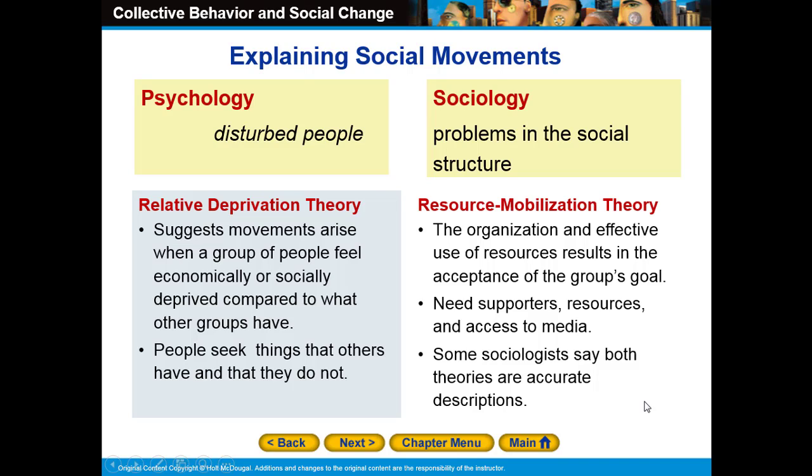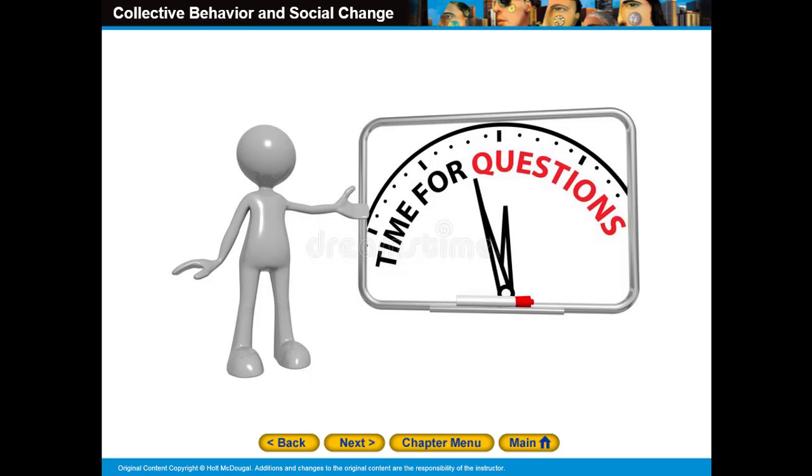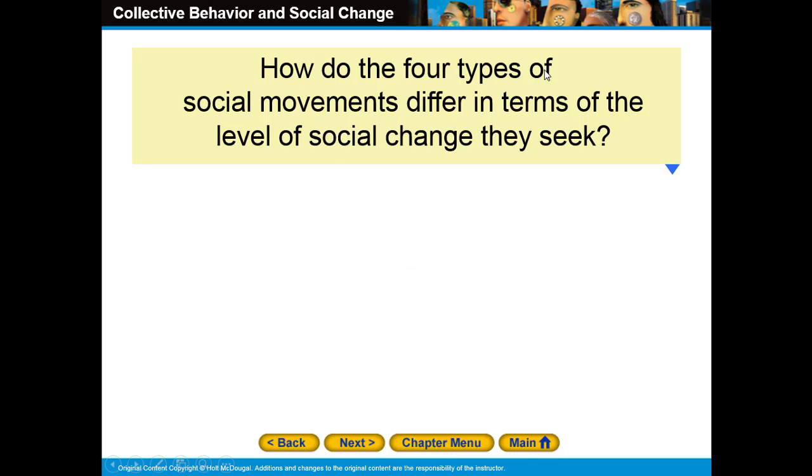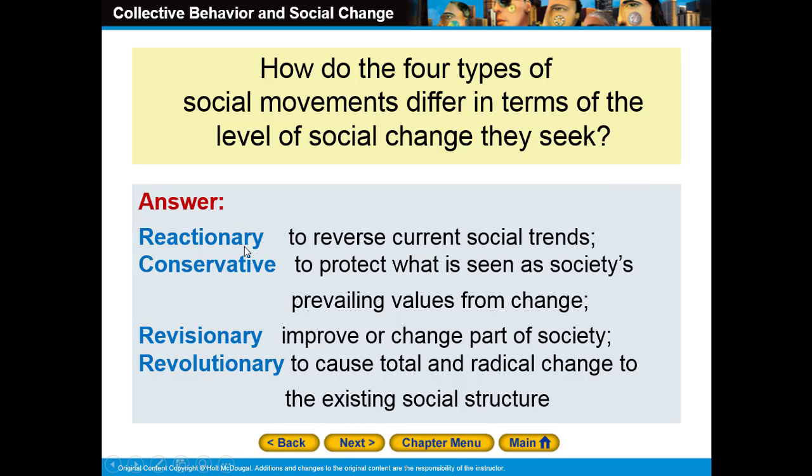And as usual, let's have some questions as a reminder of what we have already discussed in the lesson. The first question says, how do the four types of social movements differ in terms of the level of social change they seek? So here, I need the four types of the social movements. What are they? The first one will be the reactionary movement.